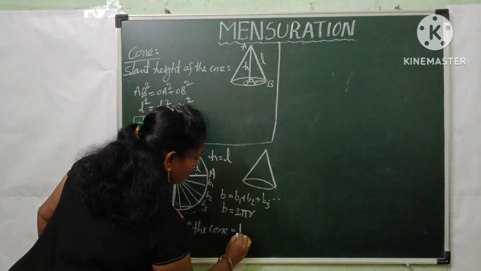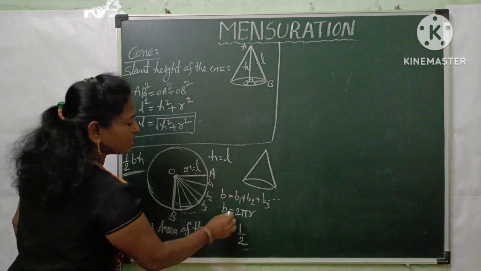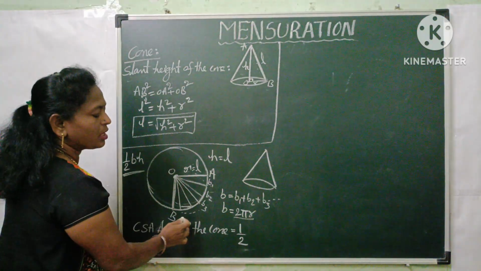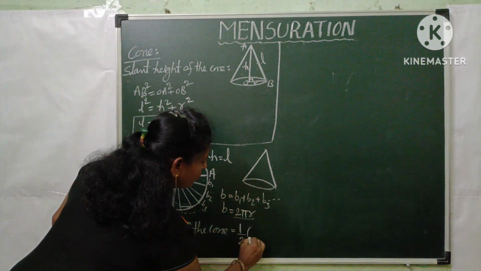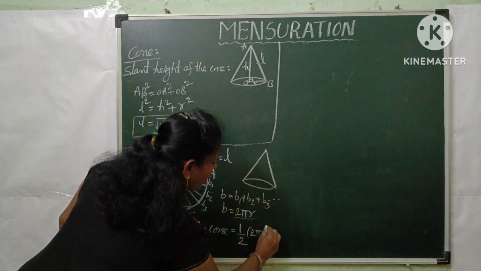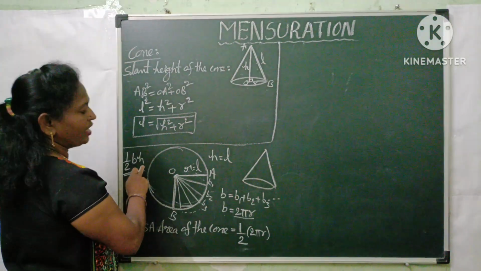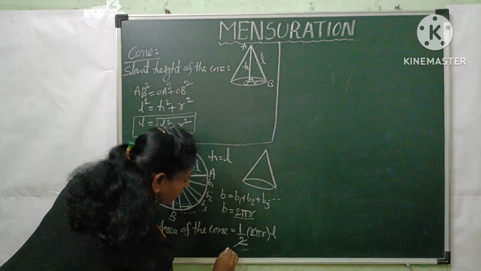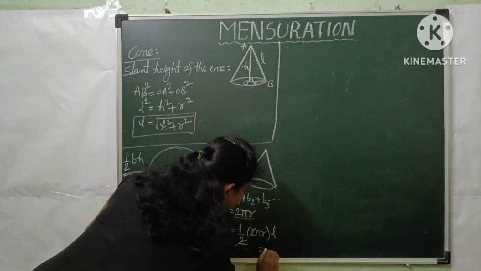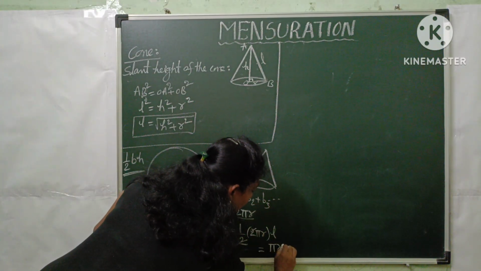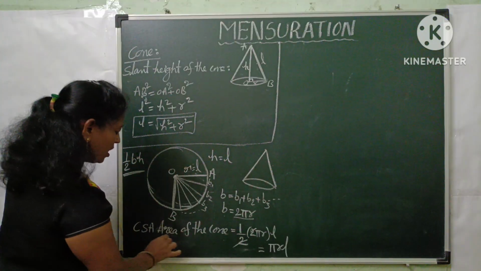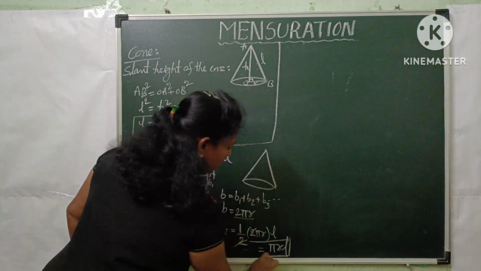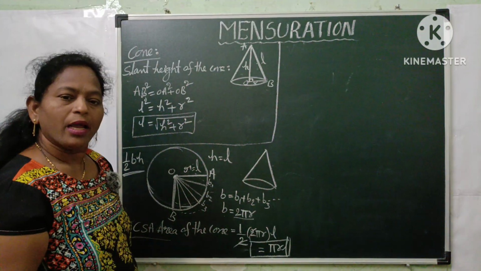So half into base. What is the base? The circumference of all these bases is equal to the circumference of the circle. 2 pi r into height. H means slant height L. The 2 cancels. Therefore, that is equal to pi r L. This is the CSA of a cone. Curved surface area of the cone is pi r L.